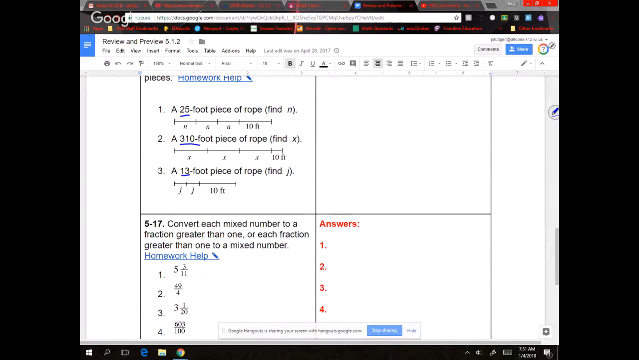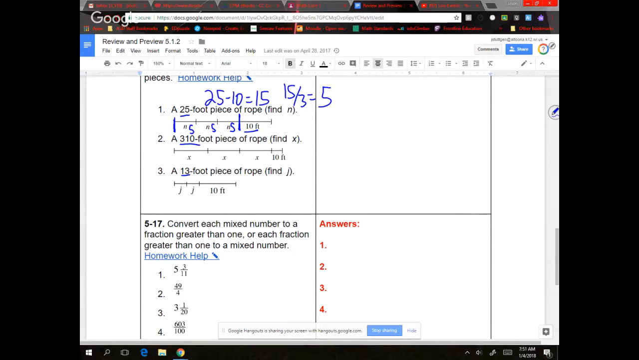First one, if this is 25 feet, and I know this is 10, I should know from here to here is whatever 25 minus 10 is, which in this case is 15. So I know from here to here is 15. There's 3 of them. I should do 15 divided by 3 is 5 for the first one. So each of these here are 5.